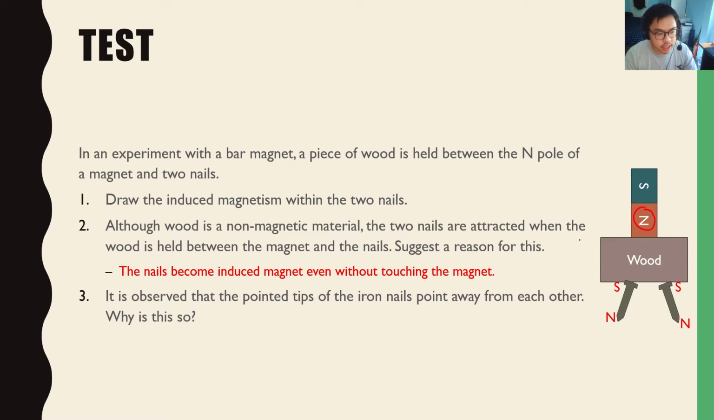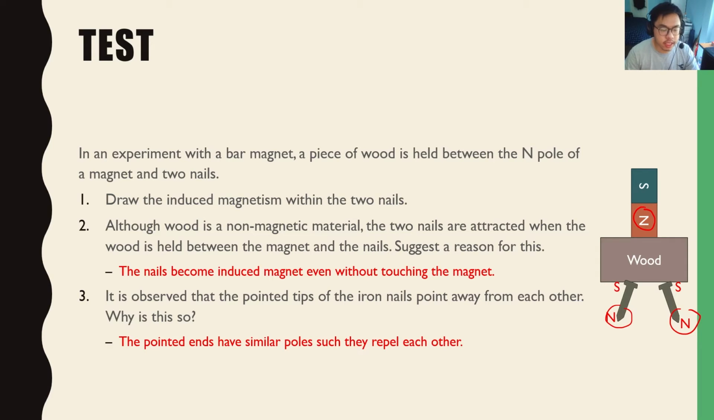So let's answer question 3. It is observed that the pointed tips of the iron nails point away from each other. Why is this so? If you can see, this end here and this end here are pointing away from each other. What is the reason? It's because they are both north poles. So the pointed ends have similar poles. They both have north poles, and if the poles are similar, they repel each other.